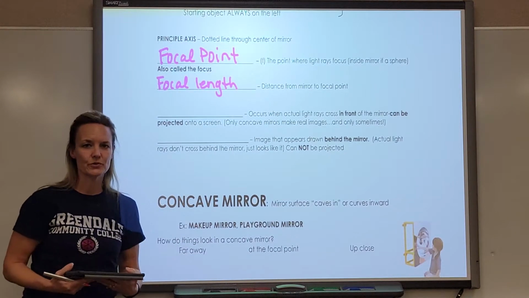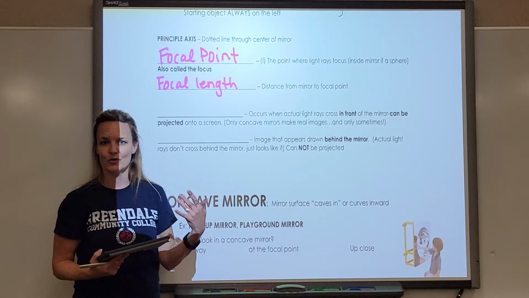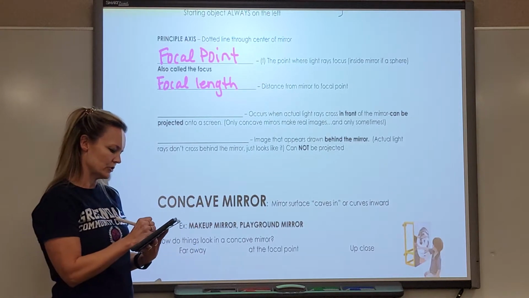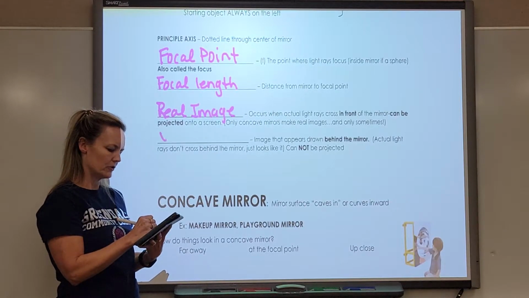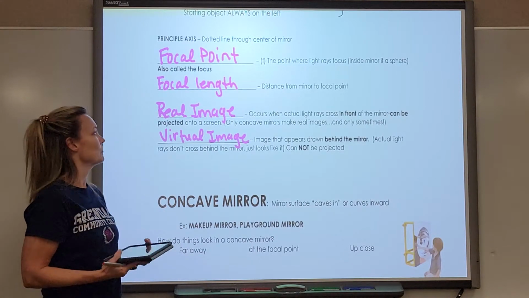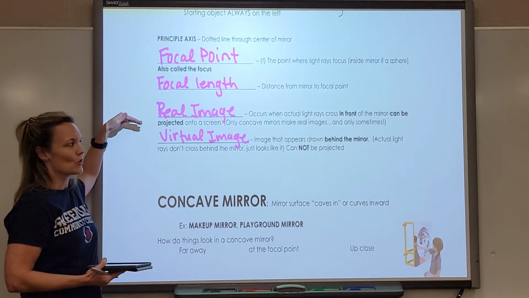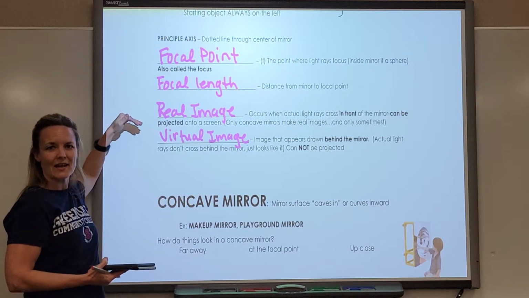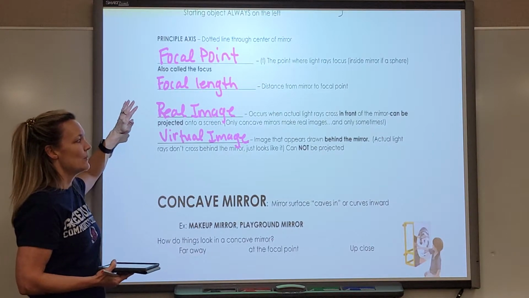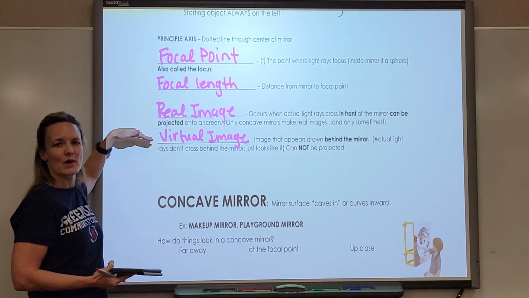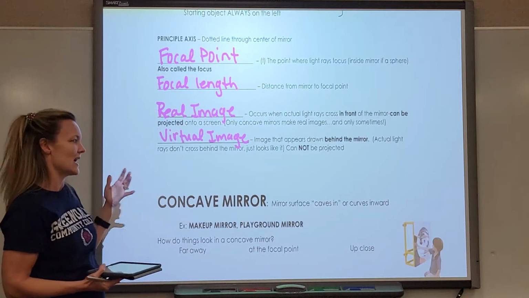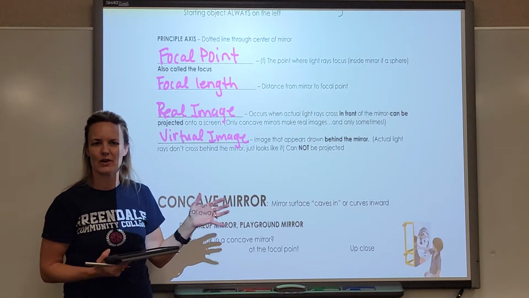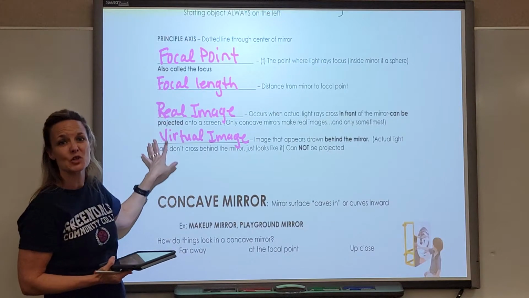And then we're going to see two types of images. They're going to be real and virtual. A real image and a virtual image. A real image is when actual light rays cross in front of the mirror, and you can take that and you can project it someplace. And then a virtual image is one that appears like it's behind the mirror, and it cannot be projected. Like it can't turn into a hologram. Only real images can. This is going to drive people crazy.